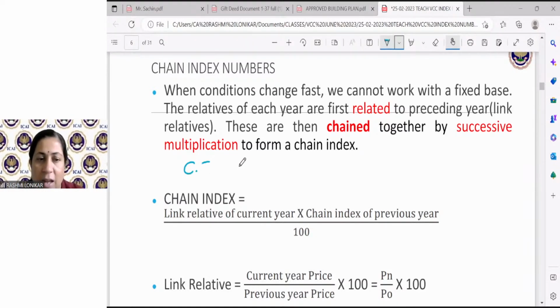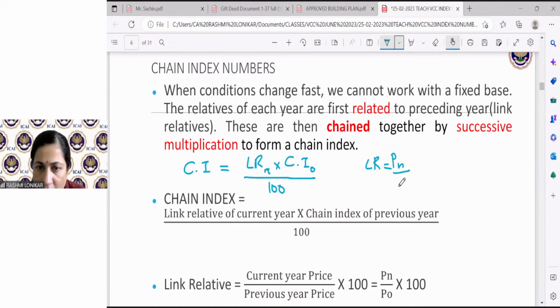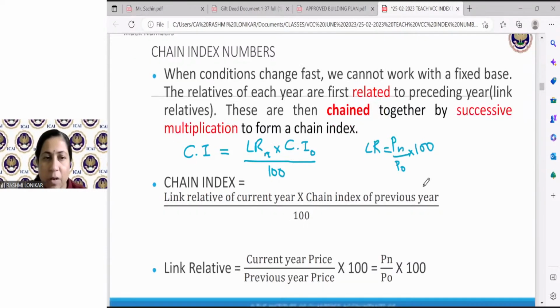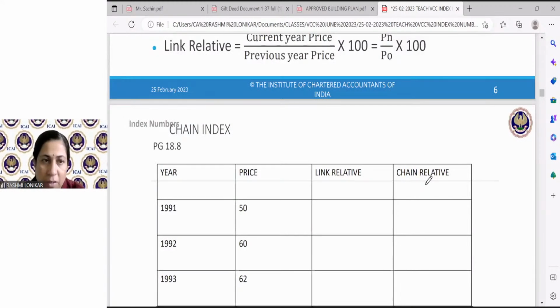So what does chain index say? Chain index says that link relative of current year into chain index of previous year upon 100. Okay. And then for that we must know what link relative is. Link relative is current price upon old price into 100. Okay. So let us take this example from page 18.8.